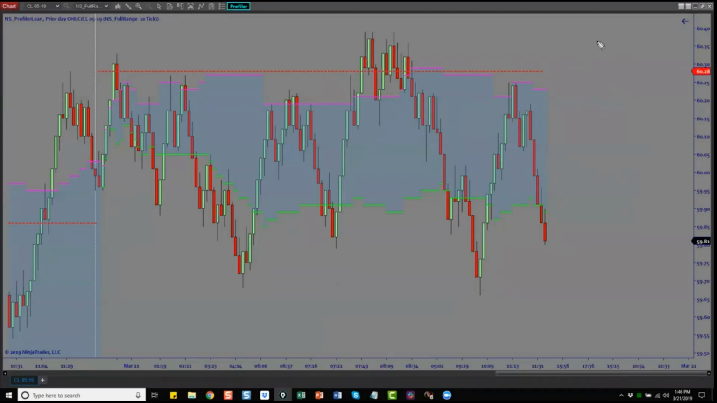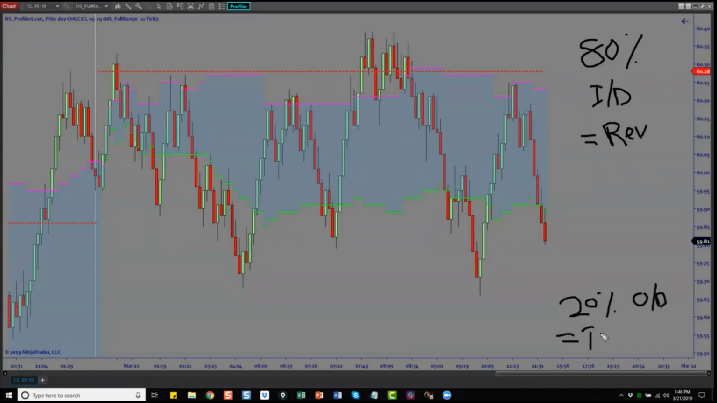Golden nugget number one. 80% of the time, you're in what we call an inside day. Look to fade reversals back to the mean. 20% of the time, you're going to be in an outside day. Look to trade trends for continuations because the market's going to try to find balance.